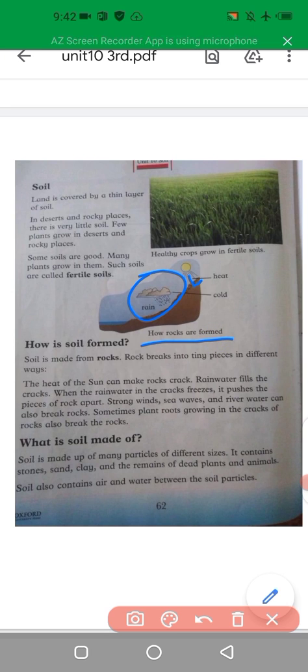How is soil formed? Soil is made from rocks. Rocks break into tiny pieces in different ways. The heat of the sun can make rocks crack.